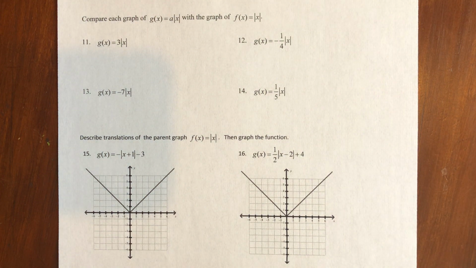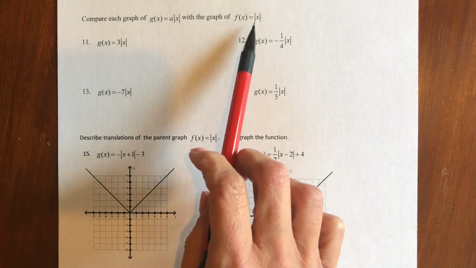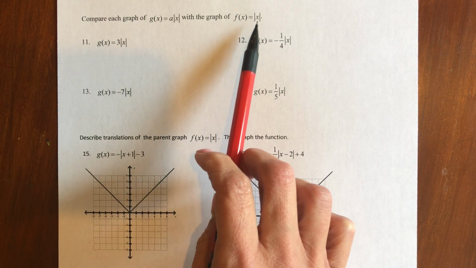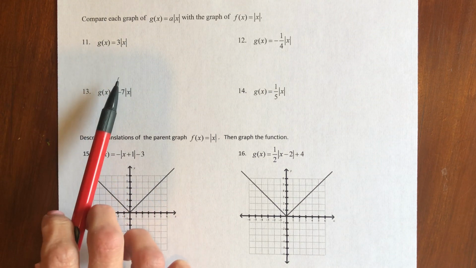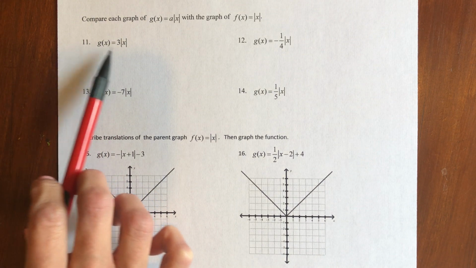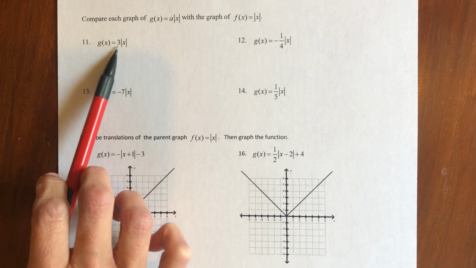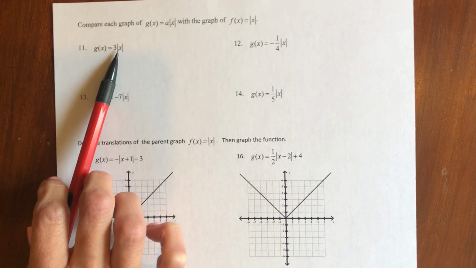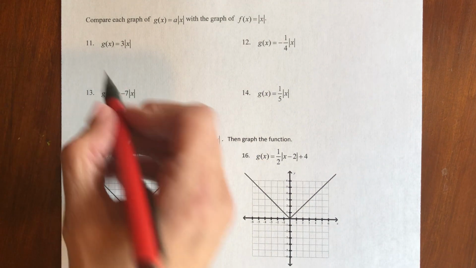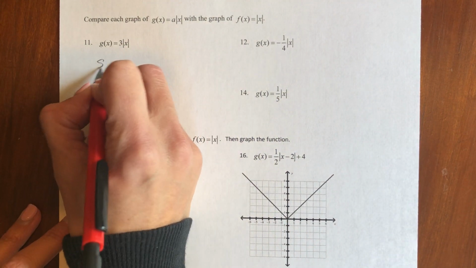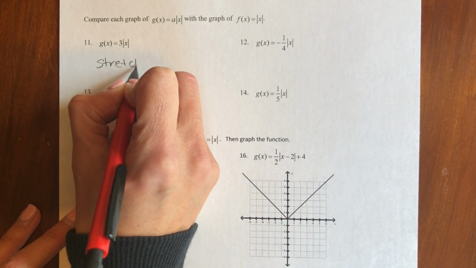All right, so given your parent function right here, f of x equals absolute value of x, how is this being transformed? So what is the transformation in number 11? So the number in front tells me it's either going to be a stretch or a compression. And since it's a whole number, it's going to be a stretch. So stretch of 3.